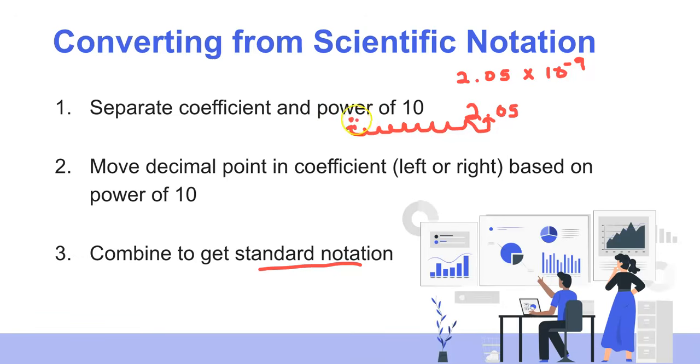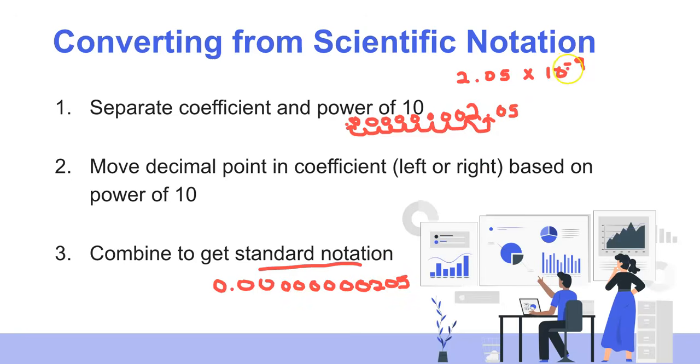And then all of this, 1, oops, covered up my decimal, 2, 3, 4, 5, 6, 7, 8, and that was my 9th. So we're looking at standard notation 0.000000002 05. So that would be a very, very small number.